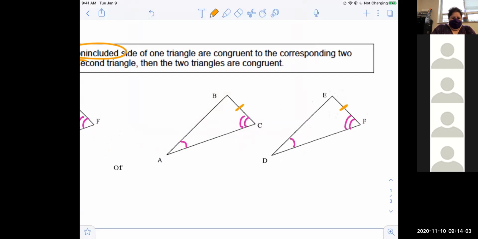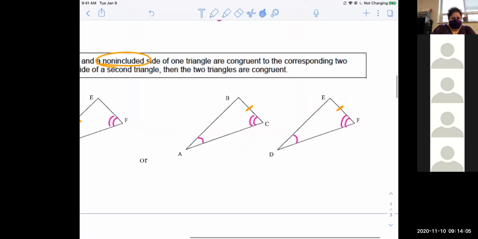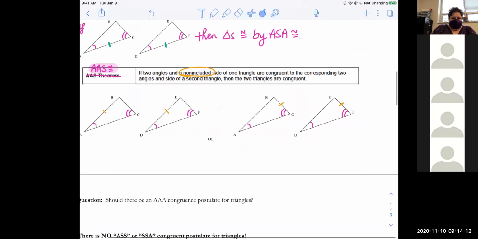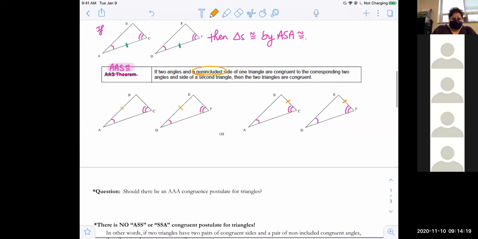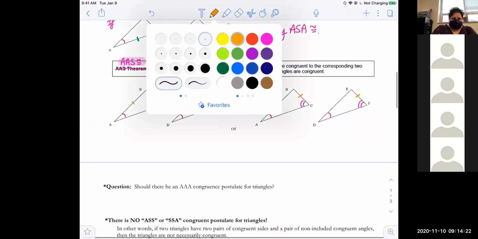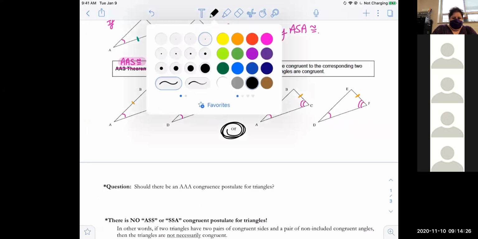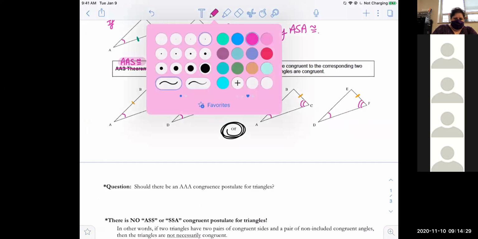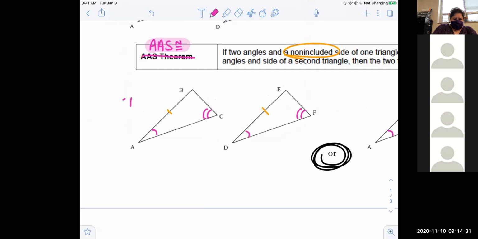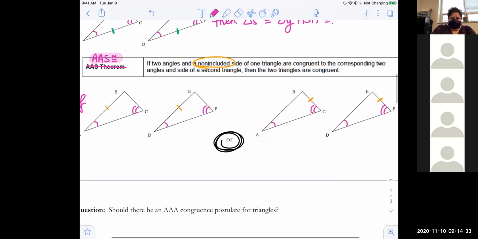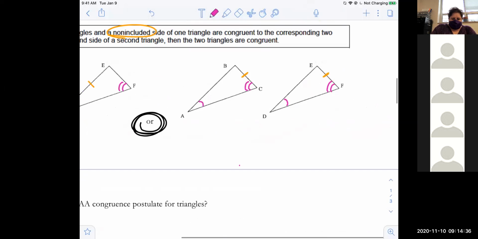and EF. Okay, but it's got to go angle, angle, and then a side. The side is not included. So two angles and a non-included side of one triangle are congruent to the corresponding two angles and side of the second triangle, then the triangles are congruent. So again, there's two options here because there are two different pairs of sides that are non-included. So if you have two pairs of angles and a non-included side, then the triangles are congruent by angle, angle, side.